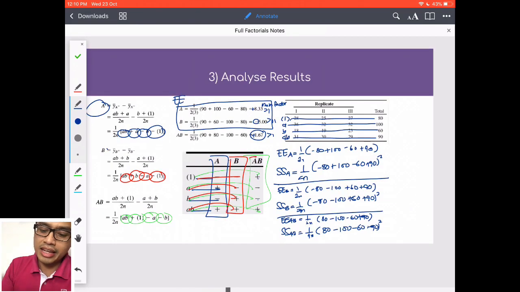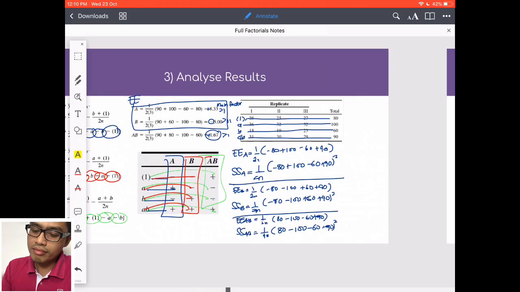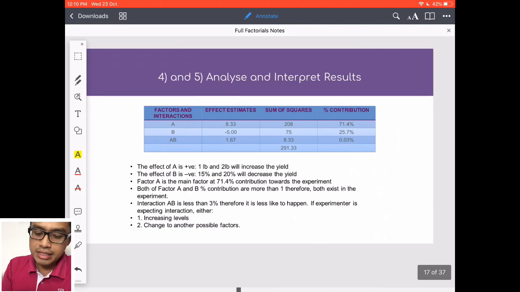Okay, that is for this. And this one, you can read this. This is how you write in your final exam in this slide.